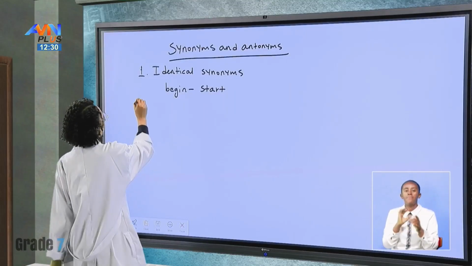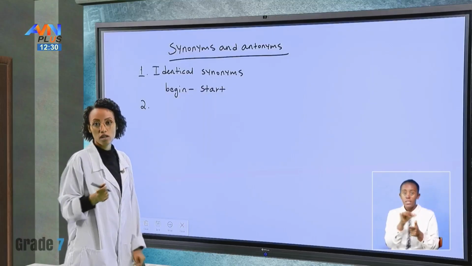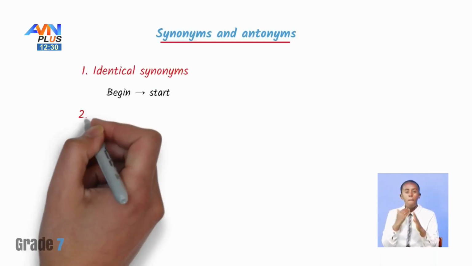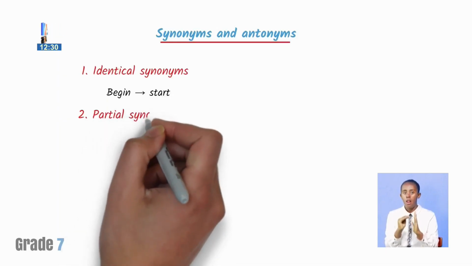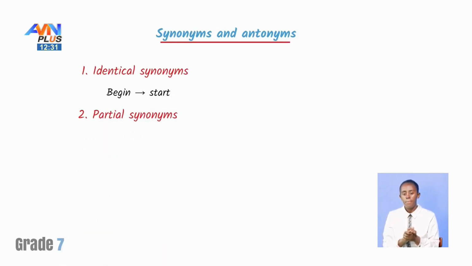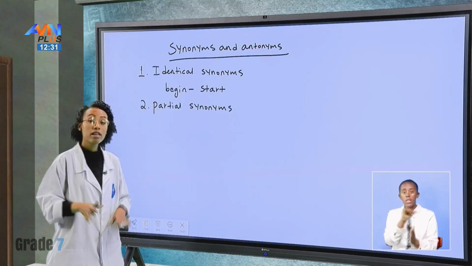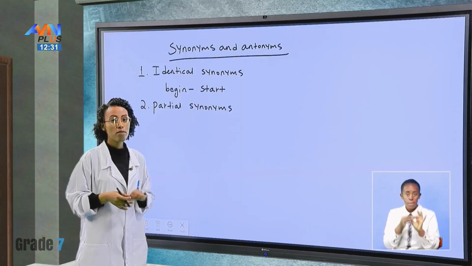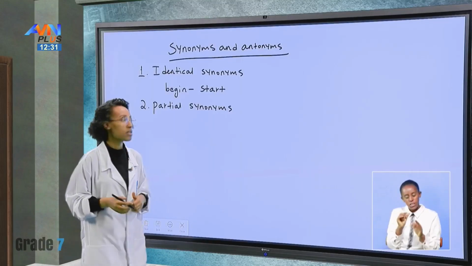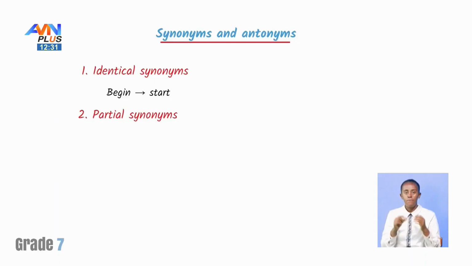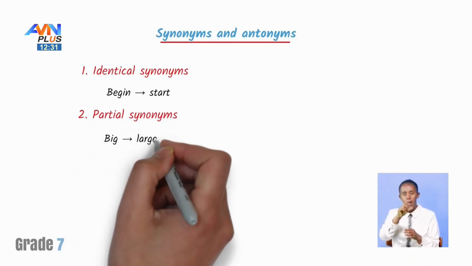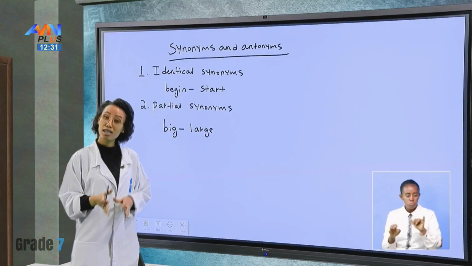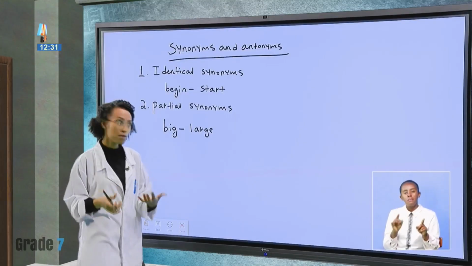The second type of synonym that we talked about last time is partial. Partial synonyms have the same meanings, but they have a little bit of difference. For example, big, large. So they still have the same meanings, but they have a slight difference.